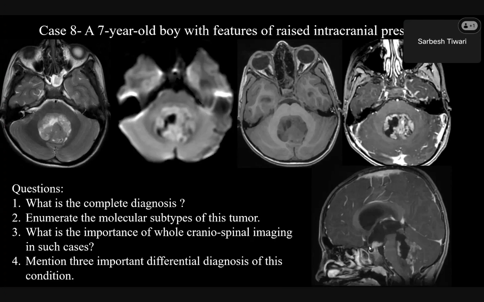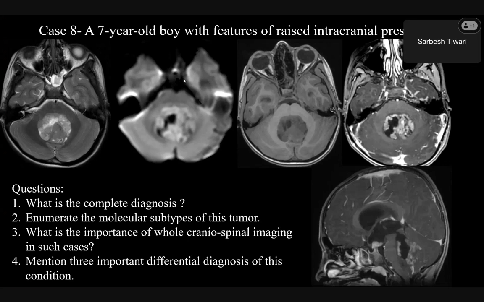You know, these medulloblastomas, they are diffusion bright. Ependymal mets, good. So you've answered the question about complete diagnosis, you've answered the question about molecular type, and the importance of whole craniospinal axis imaging. I was making a point that medulloblastomas are restricting on diffusion. So if your scanner supports a sagittal diffusion of the spine, you can acquire that, because even the drop mets will be restricting on the DWI.